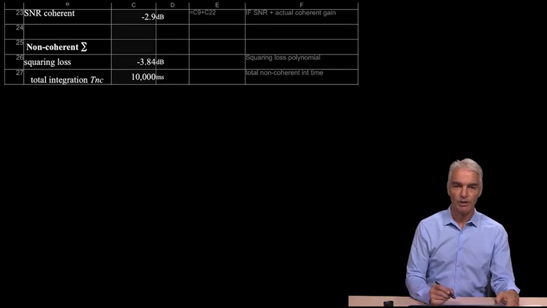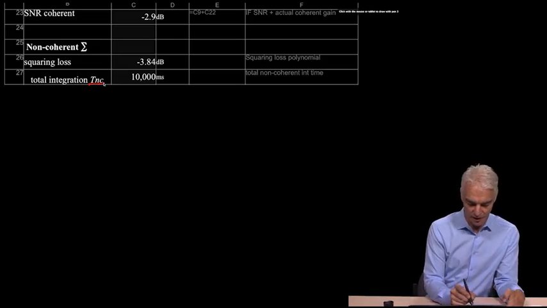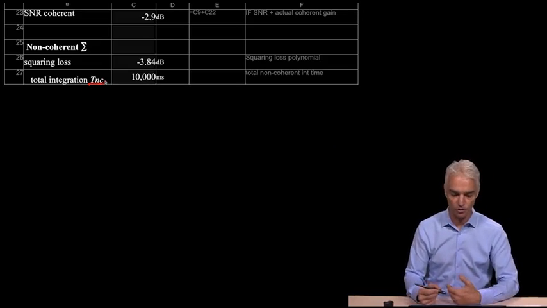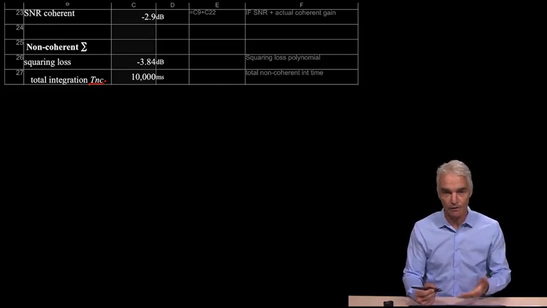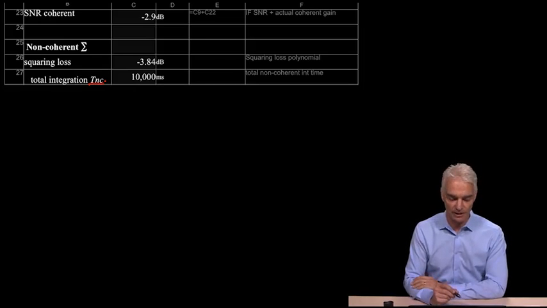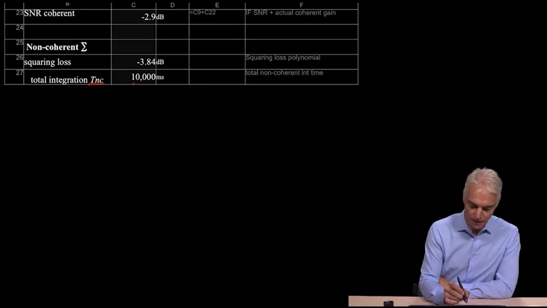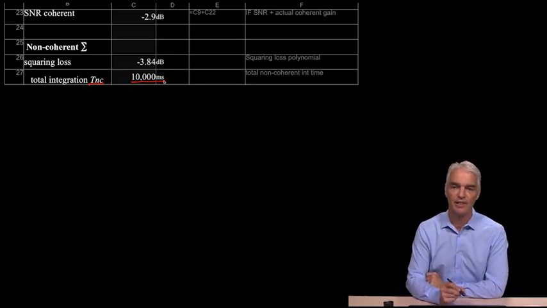And so we have to pick some non-coherent integration time. This is a value in our control. We can choose how long to do non-coherent integration, and that's what system design in GPS is. If you do this for a living, you have to choose these values, and you might very well work with a spreadsheet like this. I've chosen a value here of 10 seconds, 10,000 milliseconds, and we'll see how that works out.